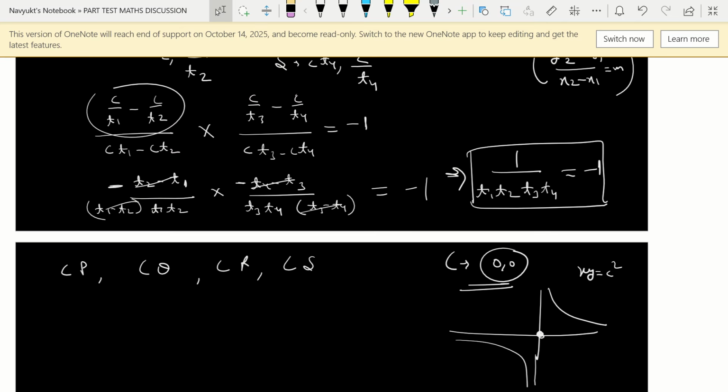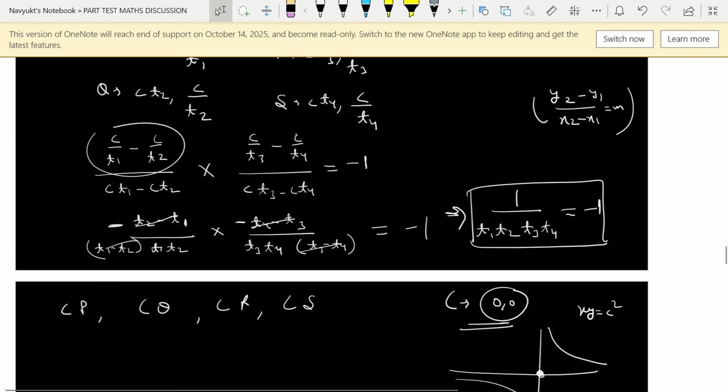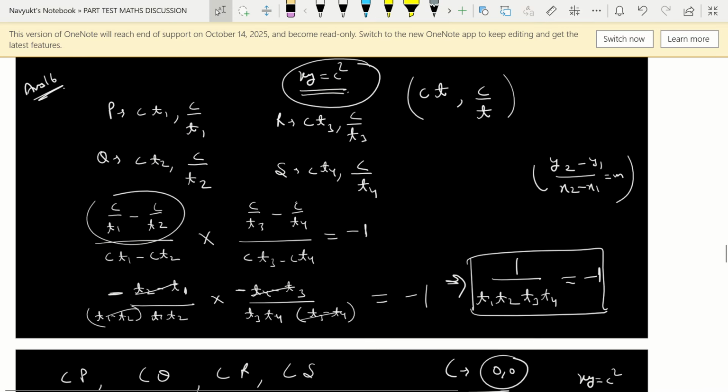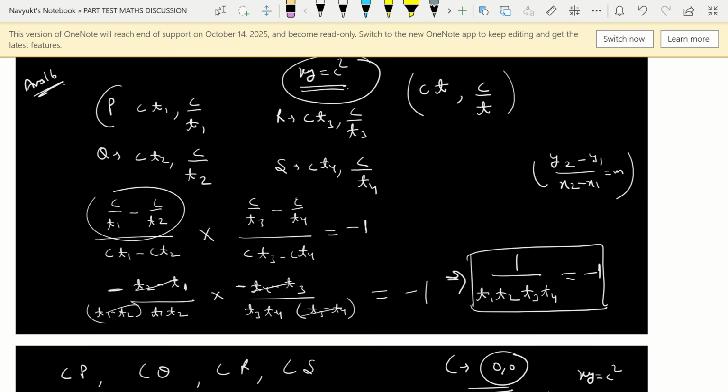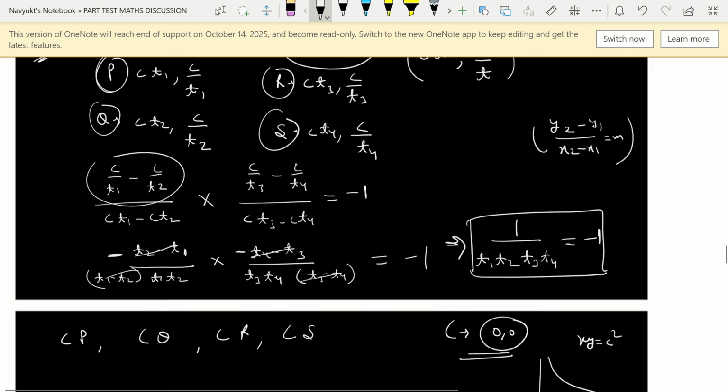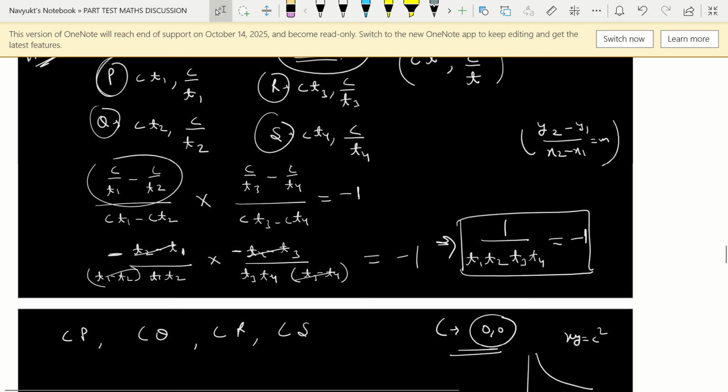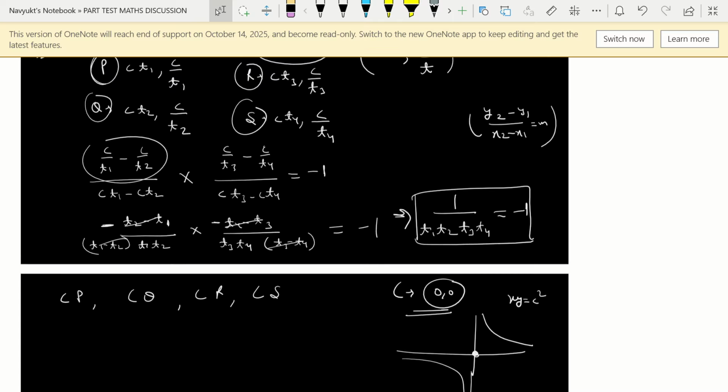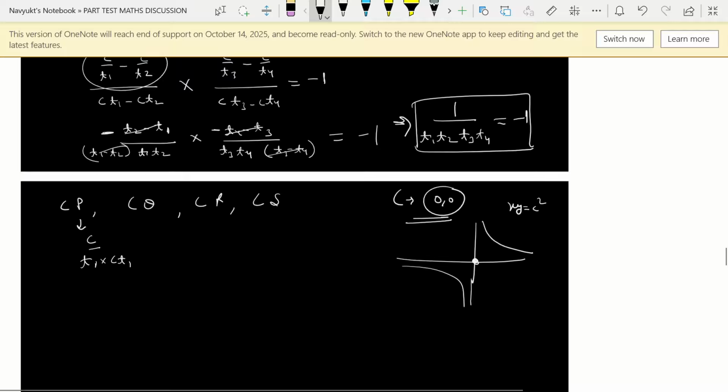With respect to that, we can again use our y2 minus y1 upon x2 minus x1 formula and the points P, Q, R, S, which are right here, correct? And we can use the origin. So what we'll be getting, CP slope, as C is the origin only. So this will get us C by T1 upon C T. So C will be getting cancelled, right? How much is this? This is simply 1 upon T1 square.